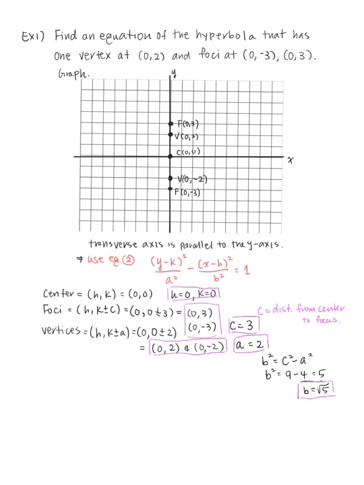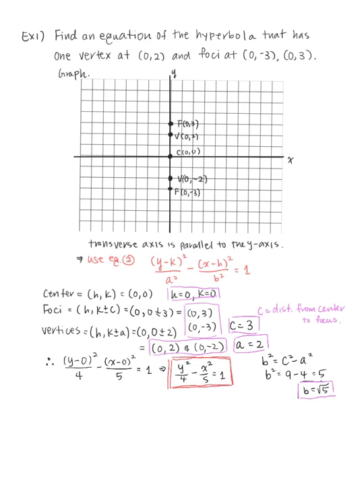All right, so now let's try to put the equations together, and what we're going to get here is, therefore, y minus 0 squared over a squared, which will be 4, minus x minus 0 squared over b squared, square root of 5 squared, which will be 5, equals 1. So, simplify a little bit. It looks like our equation is going to be y squared over 4 minus x squared over 5 equals 1. So let me just box that because this is what we're looking for.